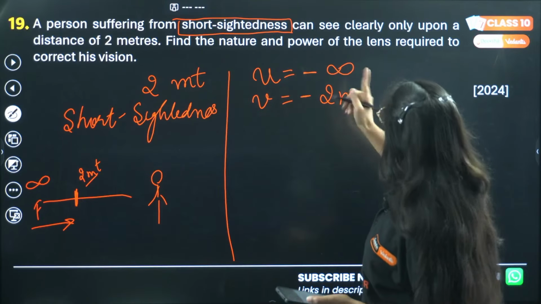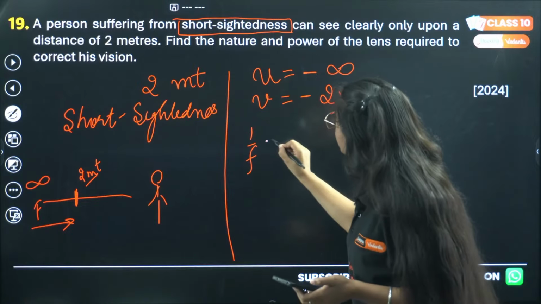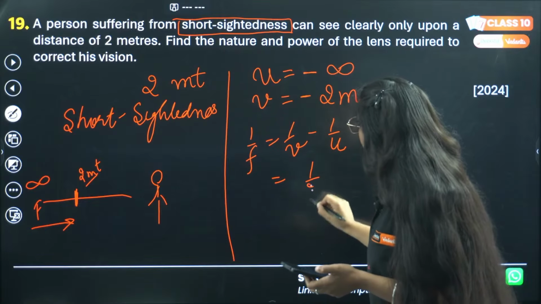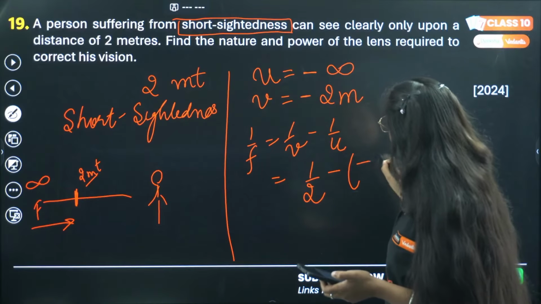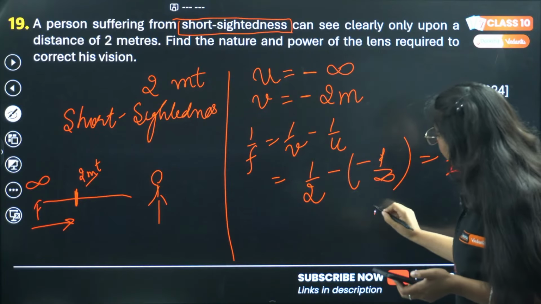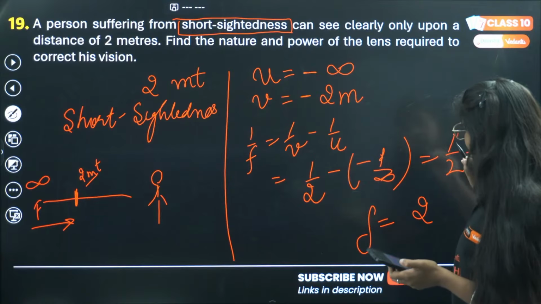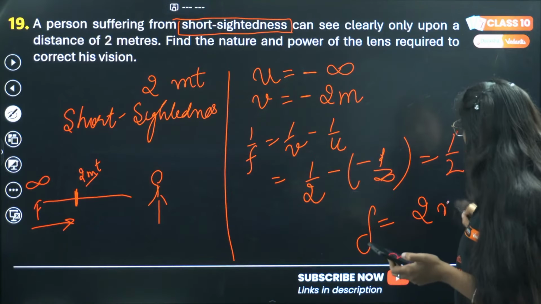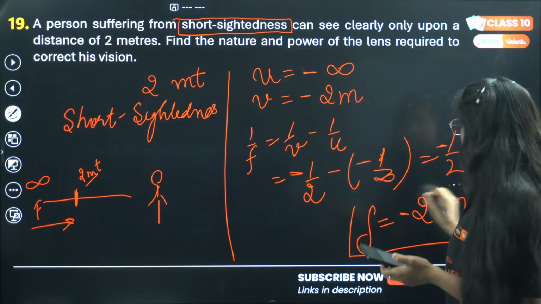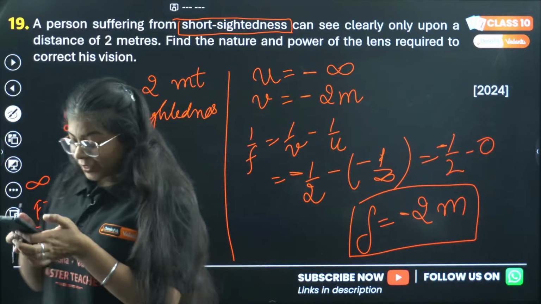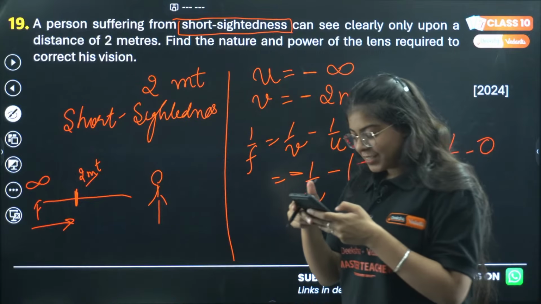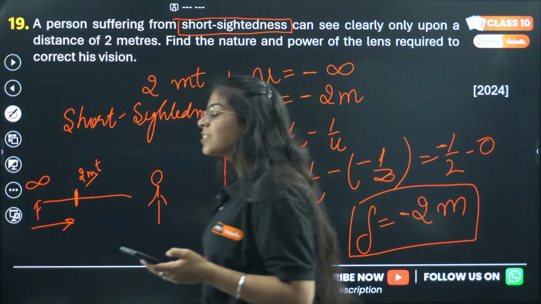And this is a lens, so we'll use the lens formula, which is 1 by v minus 1 by u. 1 by v is minus 1 by 2 meters minus of minus 1 by infinity, which is minus 1 by 2 minus 0. So our focal length is 2 meter. I forgot to put the negative sign. Your marks will get deducted. So the focal length is minus 2 meter.